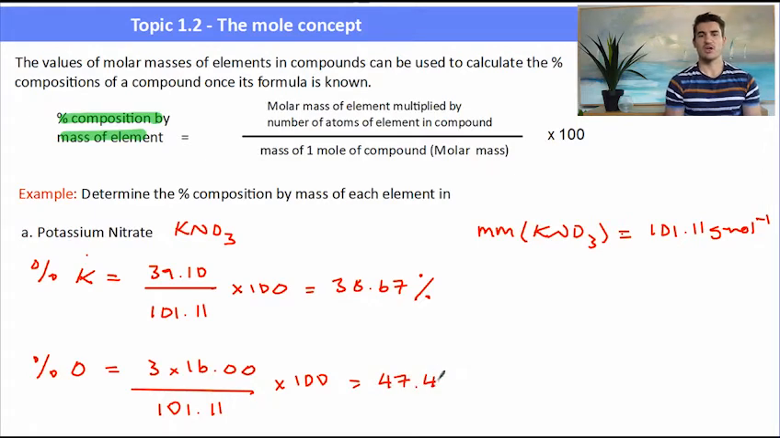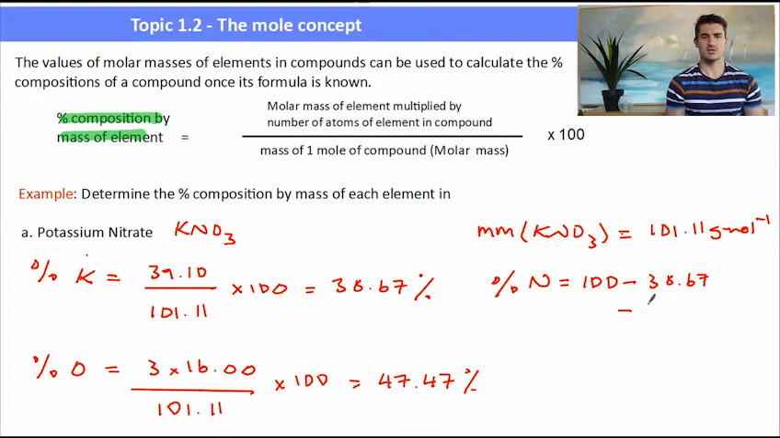Now, to work out the mass of nitrogen, we could do the same procedure with the mass of nitrogen divided by the molar mass, or we could simply do 100 take away. Either of those will get you to the same result. So if we do the 100 take away the 2 percentages of potassium and oxygen, we work out the percentage of nitrogen to be 13.86%.